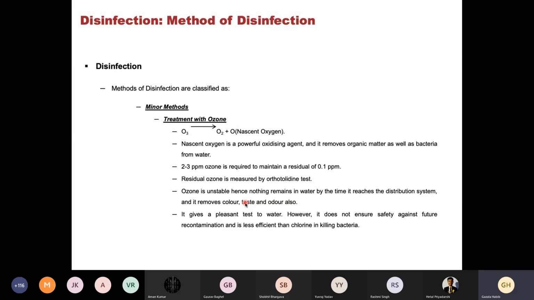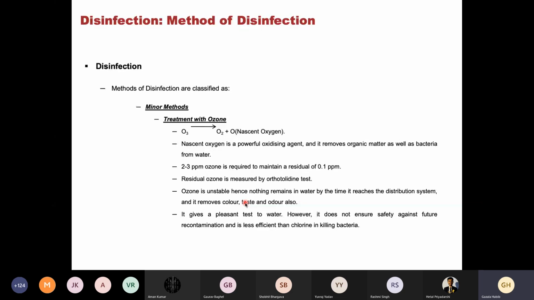So the whole mechanism of killing the bacteria involves the penetration of the chemical through the bacterial cell wall, and then inactivation of the enzyme which is required for survival of the bacteria. So this is how it happens. Nascent oxygen, I have already told you this.